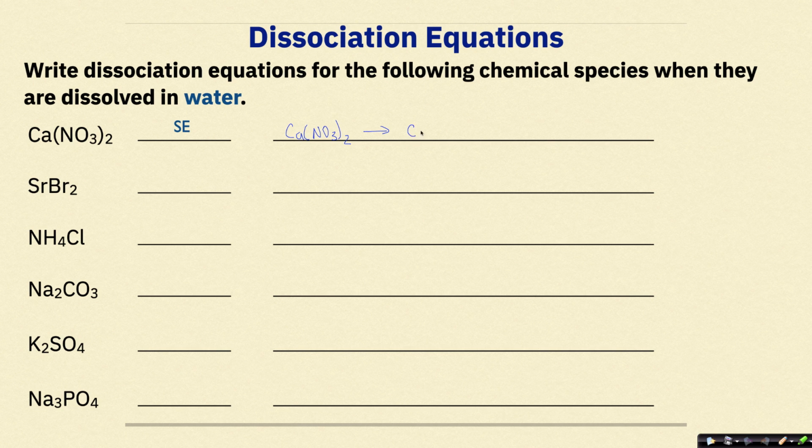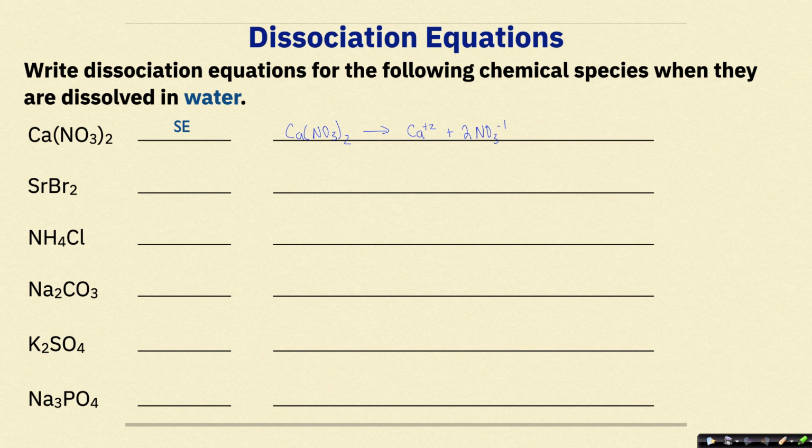So Ca+2 plus 2NO3-1. Because when we look at this formula, the ratio of our calcium ions to our nitrate ions is 1 to 2. So we need to have that 2 in front of the NO3-1.